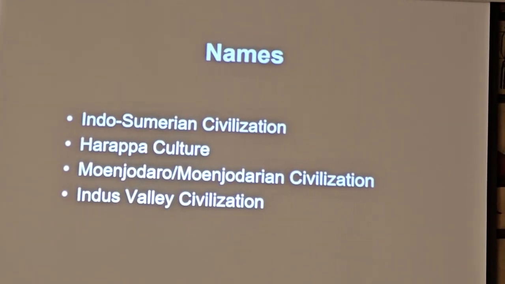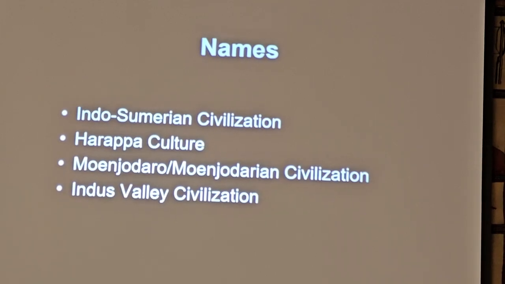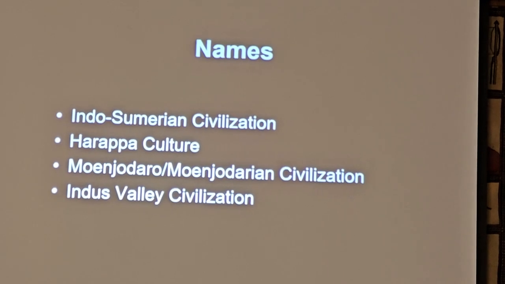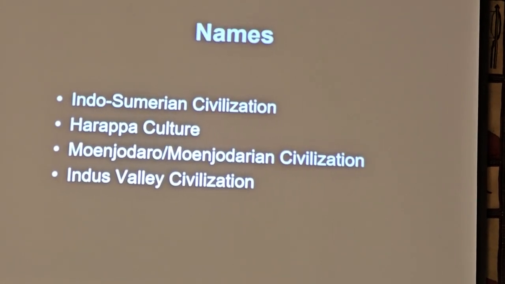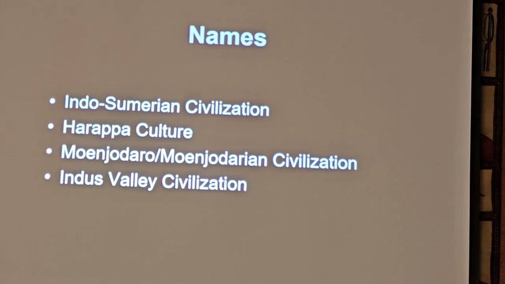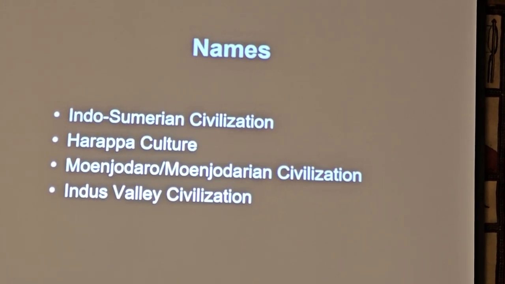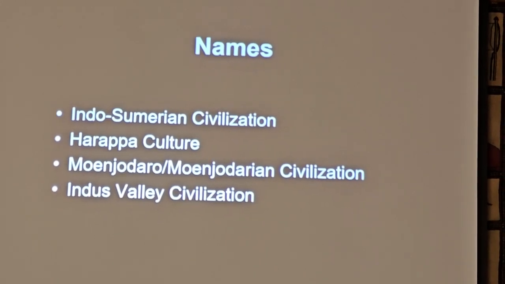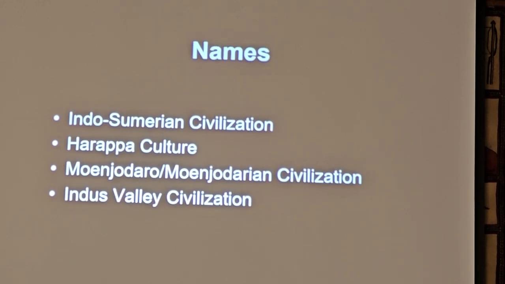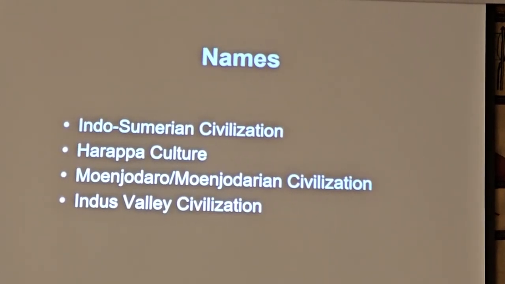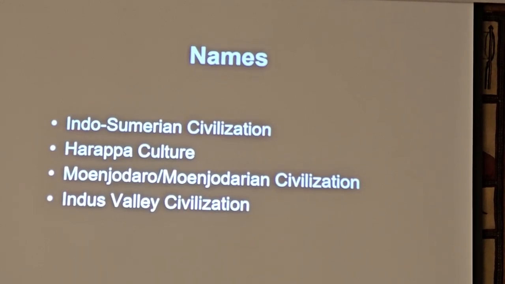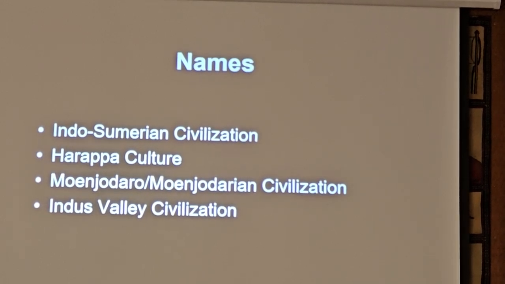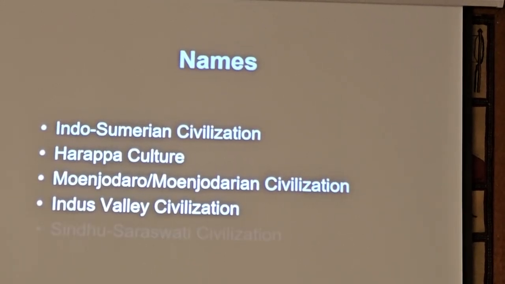However, the modern name, the well-established name, is that of the Indus Valley civilization, because, just like the other civilizations, the main source of water is the Indus River system. So that's why Marshall, in 1930, assigned the Indus Valley name, and still it is intact. So most of the scholars agree with this terminology, with this name of the Indus Valley civilization.